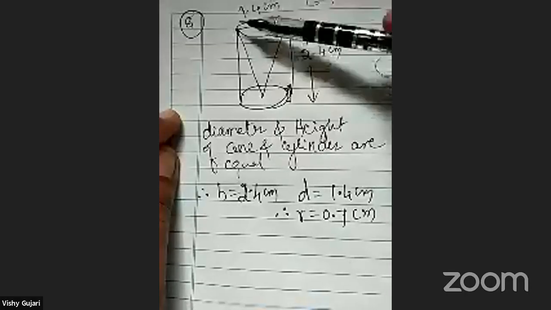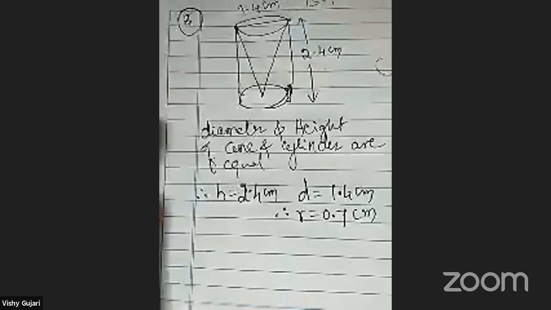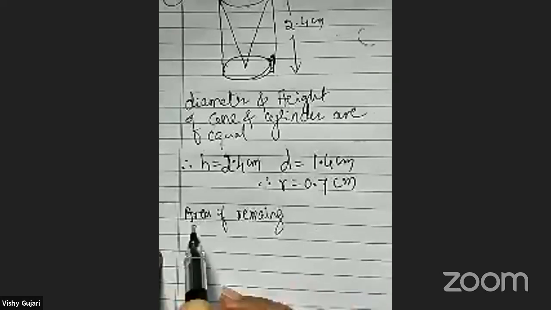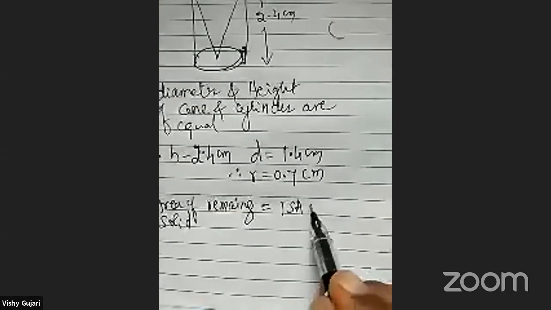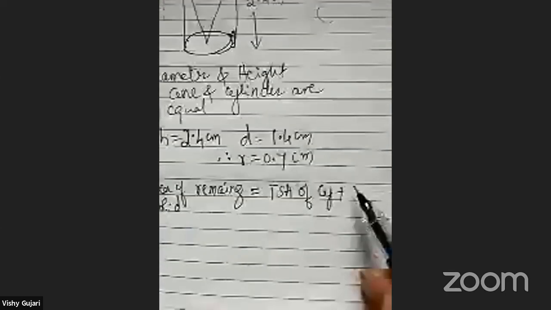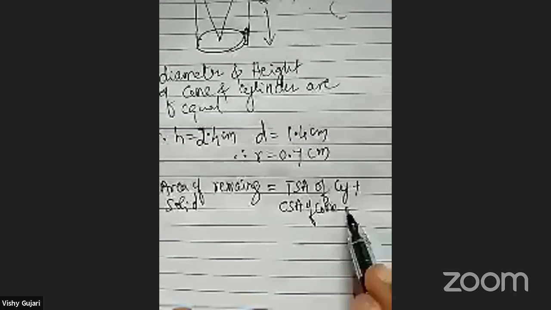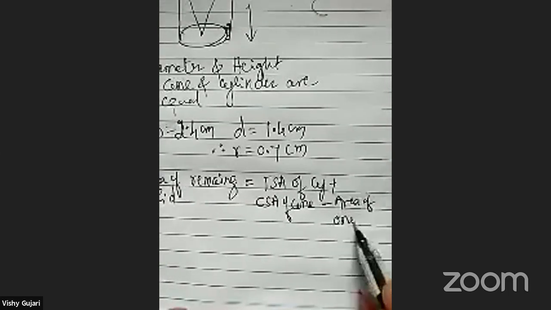Cone and subtract area of one base. Both can be done. Area of remaining solid is equal to TSA of cylinder plus CSA of cone minus area of one base.